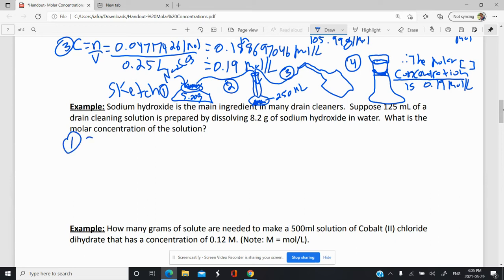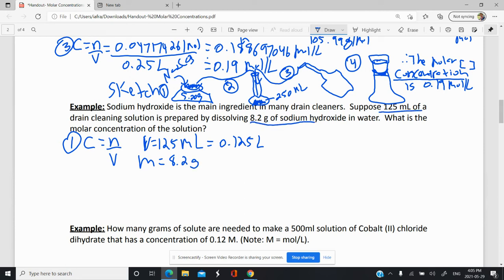So we want to find the molar concentration, which is C is equal to moles over volume. What do we have? Well, we have the volume, which is 125 mL. But don't forget that needs to be in liters, so divide by 1,000, so 0.125 liters. And we have our mass. Our mass is 8.2 grams of sodium hydroxide. But we need the moles. So let's go ahead and convert that to moles.